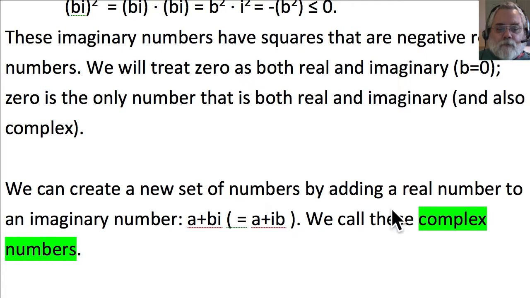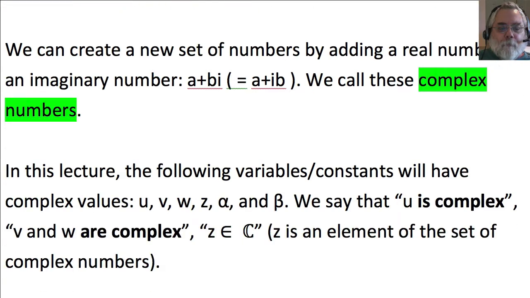We can create a new set of numbers by adding any real number to any imaginary number. So a plus bi, which we could also choose to write a plus ib if we wish, where a and b are real. This new number we call a complex number. In this lecture, certain variables or constants will always take on complex values: u, v, w, z, alpha, and beta. So we might say that u is complex, or v and w are complex, or z is an element of the complex numbers, with this particular C meaning the set of complex numbers.